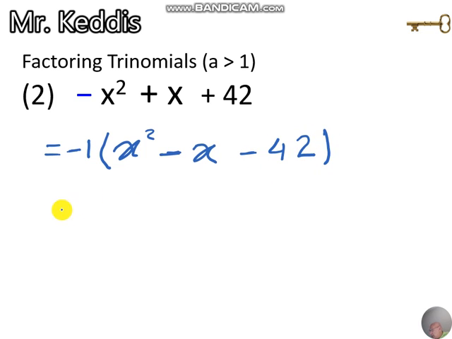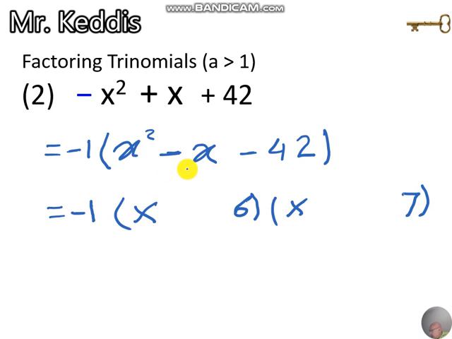I factor this trinomial into two binomials. Negative 1 outside, two binomials, x and x. 6 and 7, because the difference between them is 1. 7 minus 6 is 1.